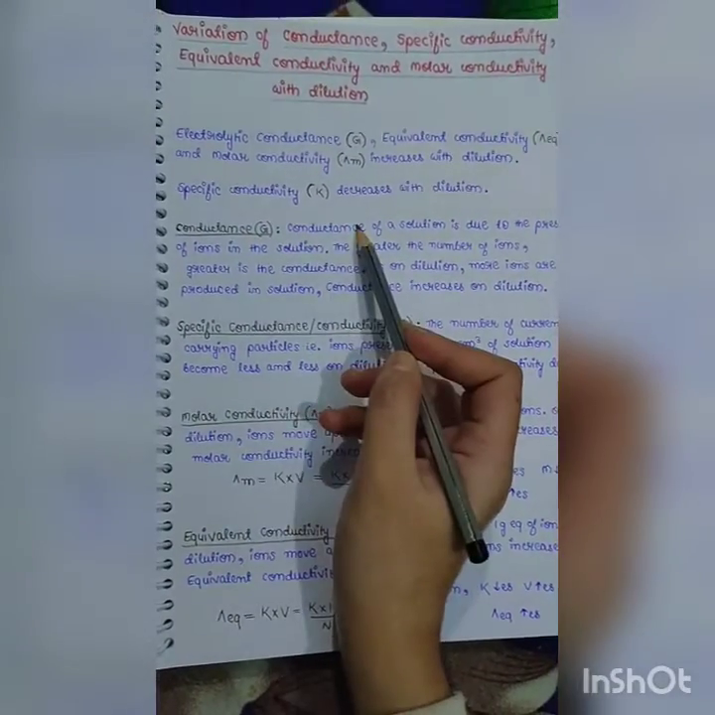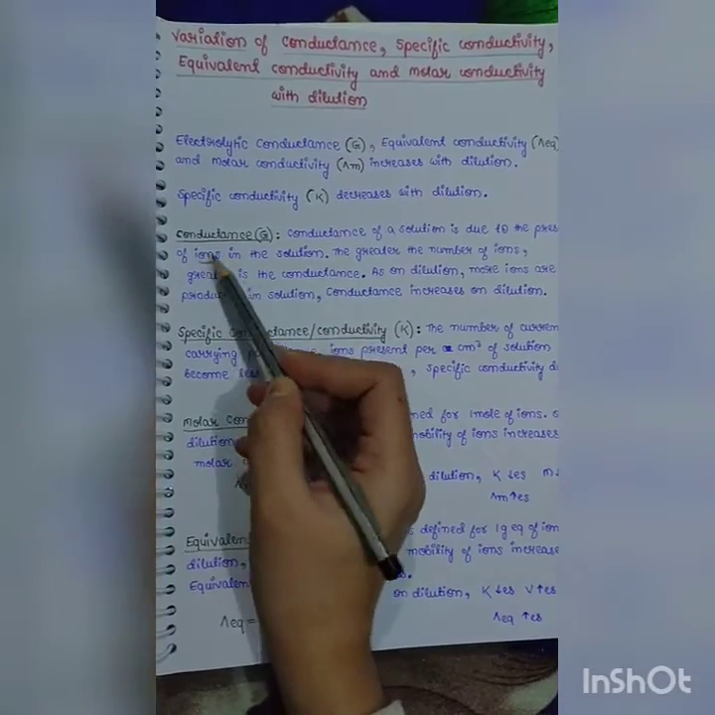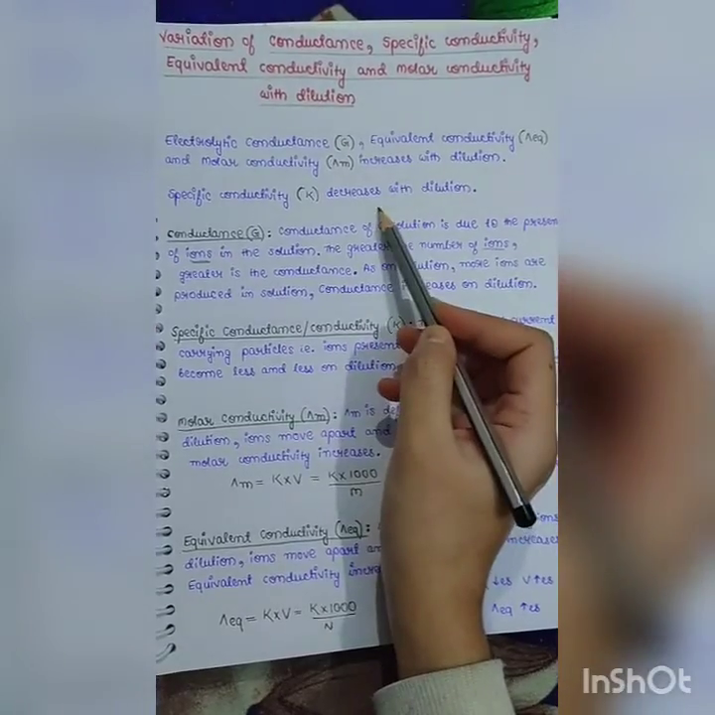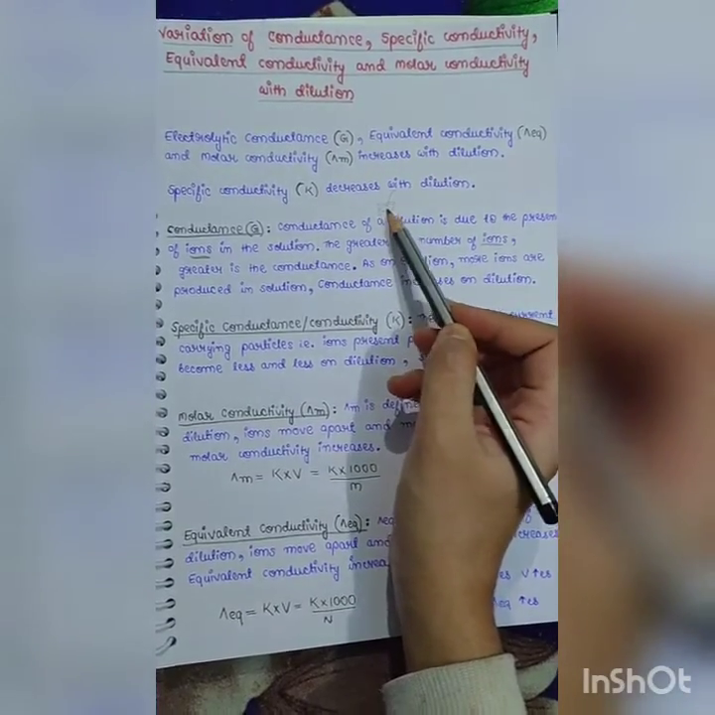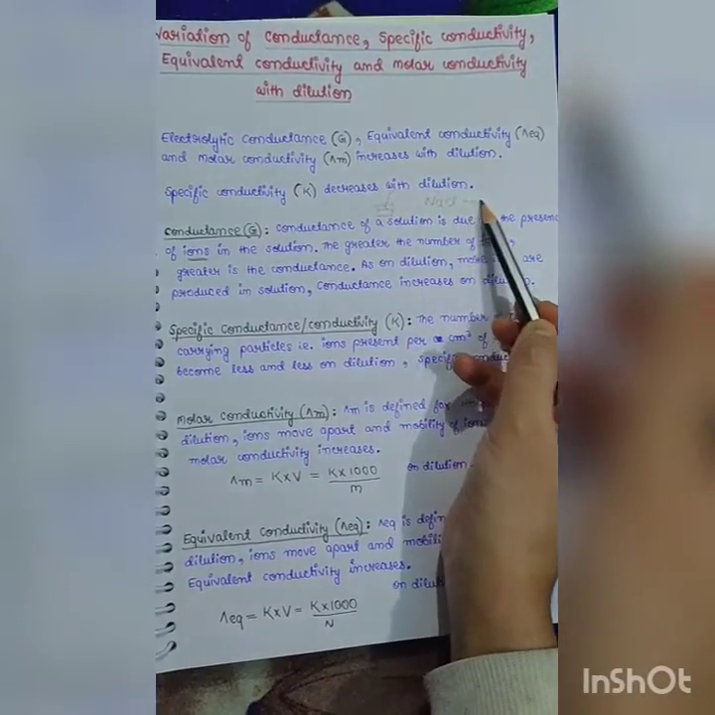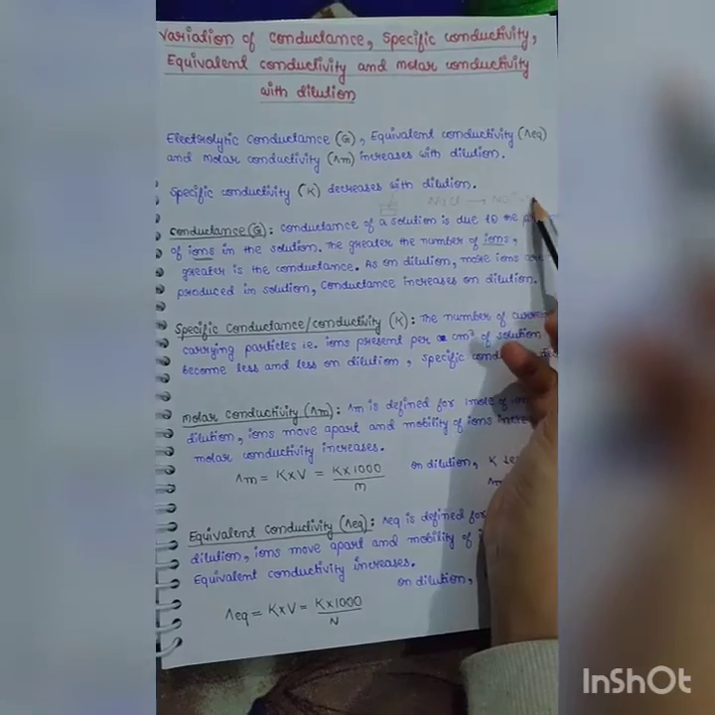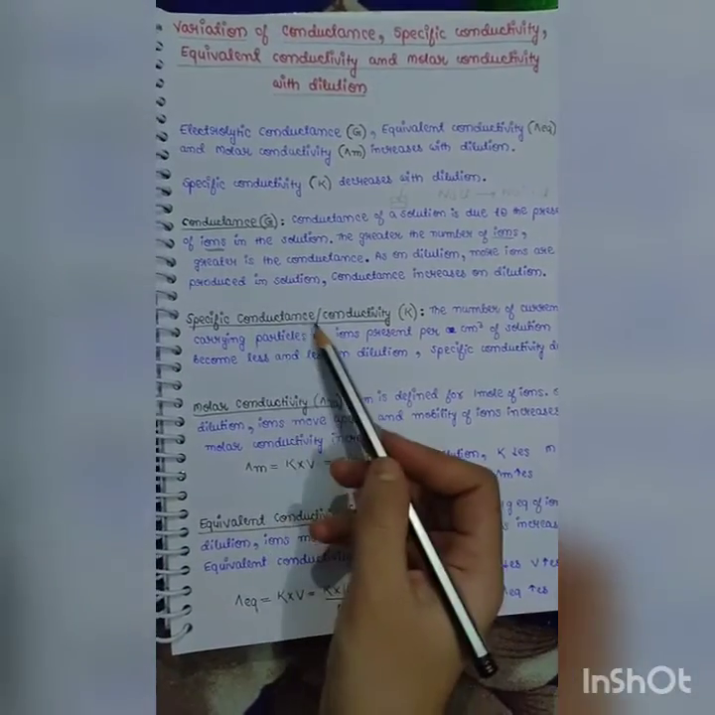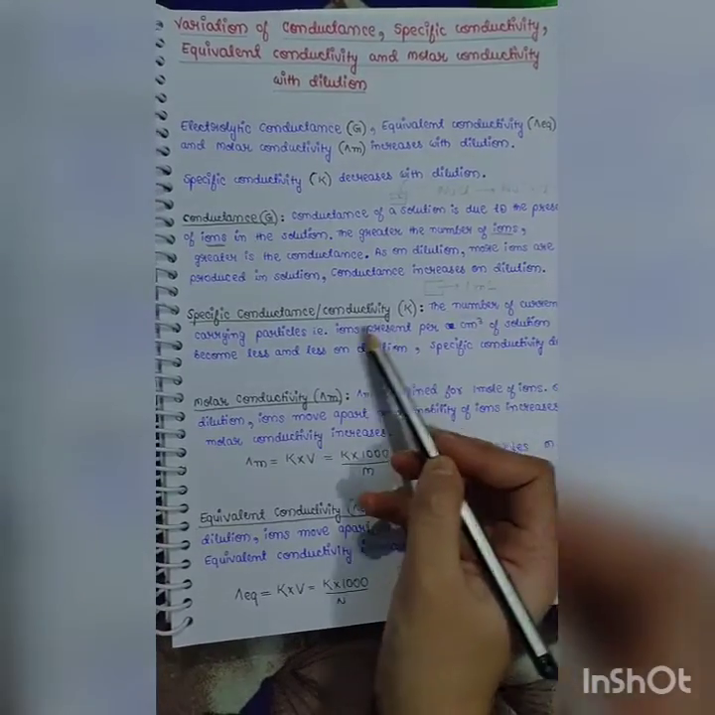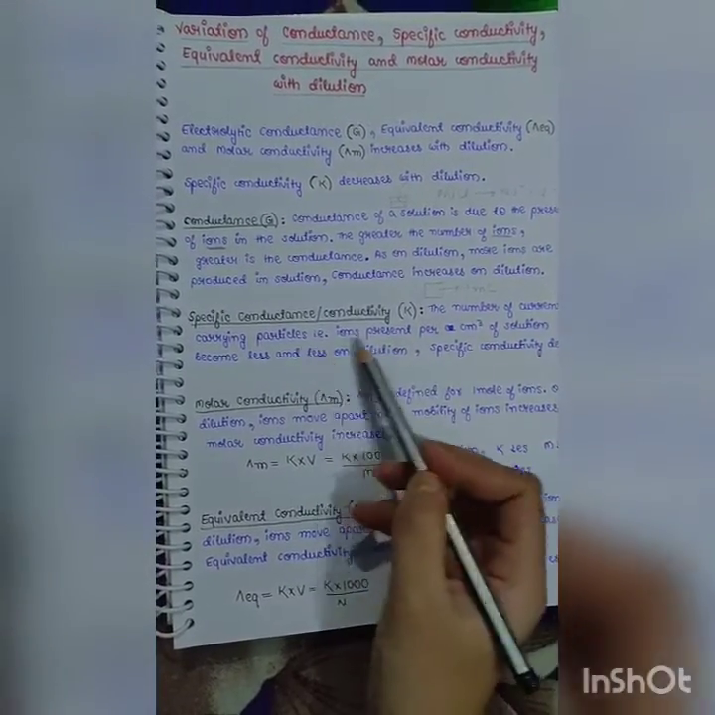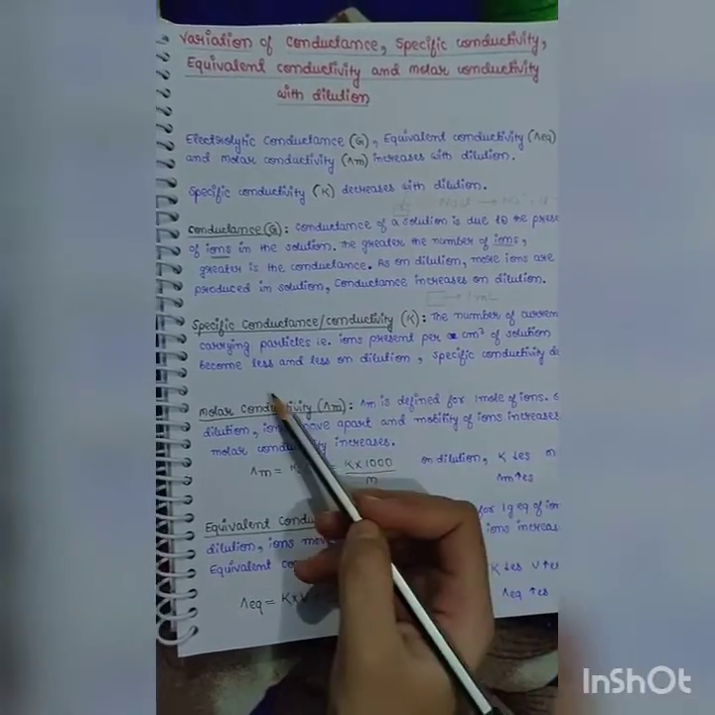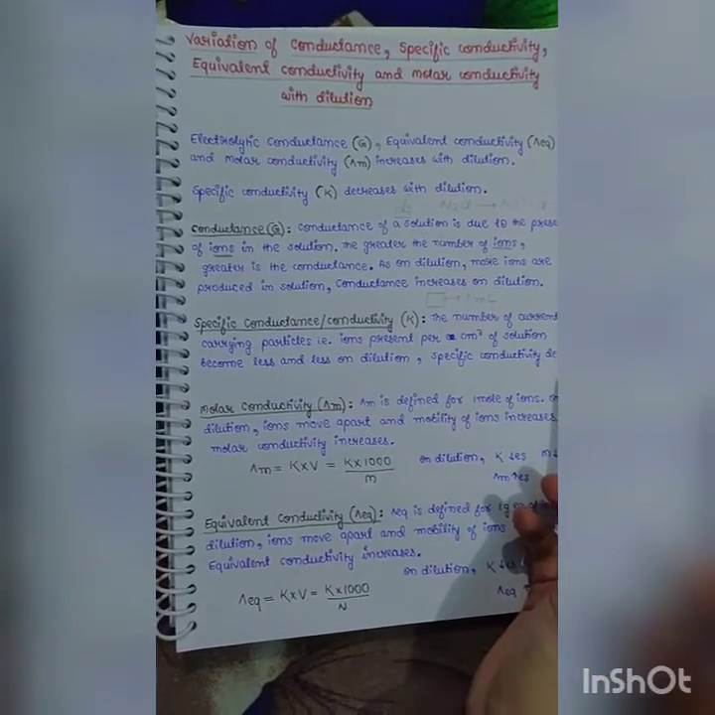So the conductance of a solution is due to the presence of ions, the ease with which the current is flowing. Greater the ions, greater will be the conductance. If we are adding water to a solution, more ions will be produced, more of the electrolyte will decompose to form ions, and as a result conductance will increase. Specific conductance or conductivity is the conductance of 1 milliliter of the solution. As we are adding water to it, the ions present per centimeter cube of solution become less and less. As a result, specific conductivity decreases.